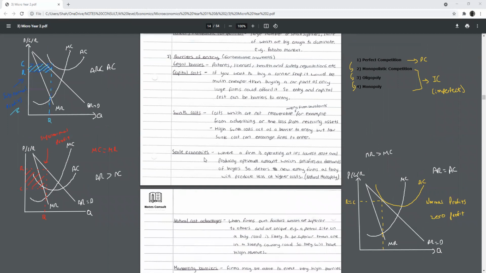Scale economies. So this is where we talk about economies of scale. We did that last week. This is where a firm is operating at its lowest cost and producing the optimum amount which satisfies all demand of buyers. So think about the minimum efficient scale. This deters new entry of firms as they will produce less at higher costs. There's no point in these firms coming in if there's already a firm that's producing at the lowest cost, because they wouldn't be able to compete with them.